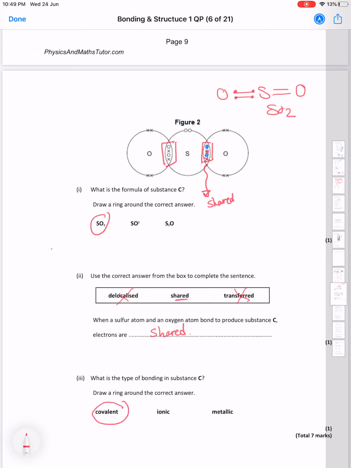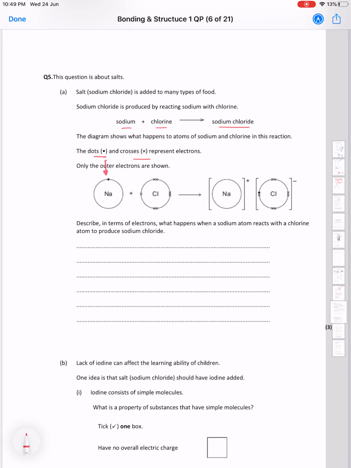The dot and the cross represent the electrons. Obviously the dot represents the electrons in the sodium and the X represents the electrons in the chlorine, and they want you to describe and explain what happens in the ionic bond. How did I know this is an ionic bond? First of all, this is a reaction between metal and non-metal. The reaction between metal and non-metal usually gives me a salt.